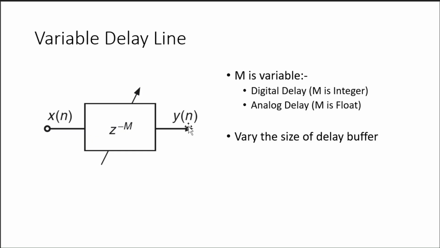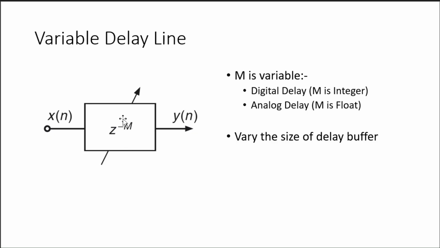Now how do we implement this? Well, in digital systems, the delay M is typically an integer. We access discrete past samples from a buffer. Here, x[n] is the input, this is a buffer, and the output is y[n]. And this arrow represents the variable size of this buffer, which is represented by M.